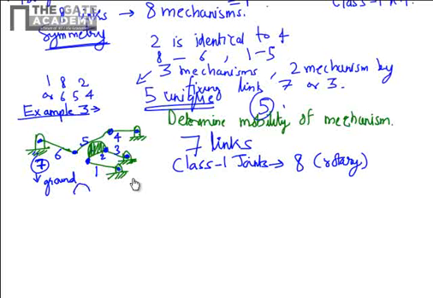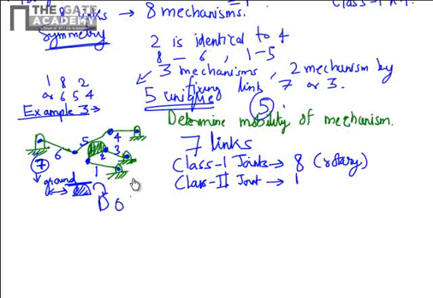How is the CAM having 2 degrees of freedom? Like, the CAM is resting on a flat surface. The CAM can have a rotary motion and it can have a translational motion. So 2 degrees of freedom are allowed. So CAM is a class 2 joint, a kinematic pair. Therefore, the number of class 2 joints is 1.